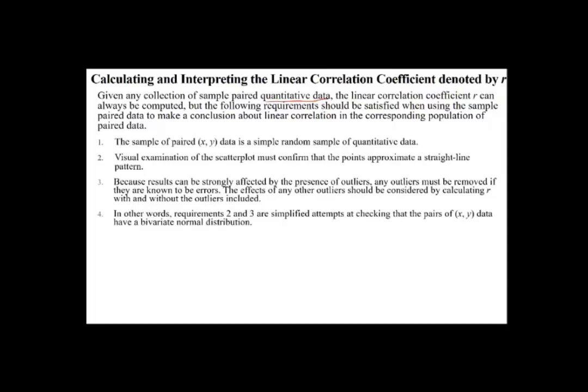Visual examination of the scatter plot must confirm that the points approximate a straight line pattern. Because results can be strongly affected by the presence of outliers, any outliers must be removed if they are known to be errors. The effects of any other outliers should be considered by calculating R with and without the outliers included. In other words, requirements 2 and 3 are simplified attempts at checking that the pairs of xy data have a bivariate normal distribution. Outliers can create a problem.